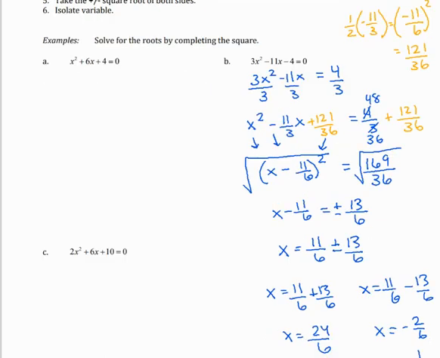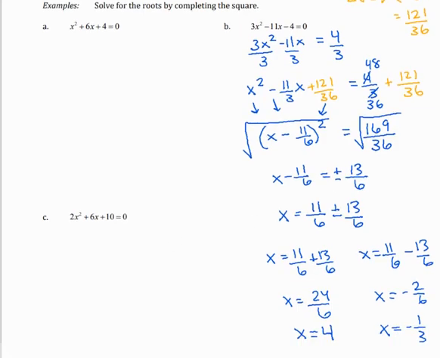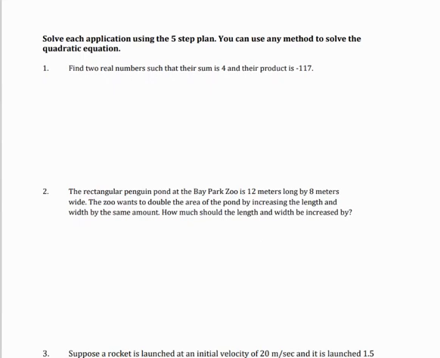Okay, so try A and B. Remember again to watch for the leading coefficient. If you get any negatives and radicals, remember that it's an imaginary number, and always try to simplify as far as possible. All right, lastly, what we'll take a look at is a couple of word problems.